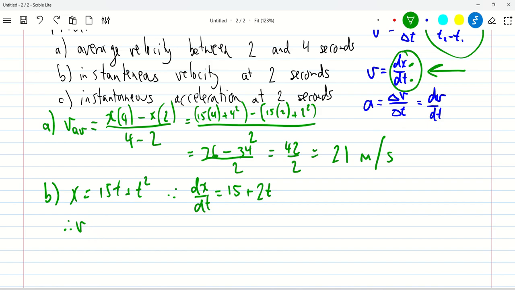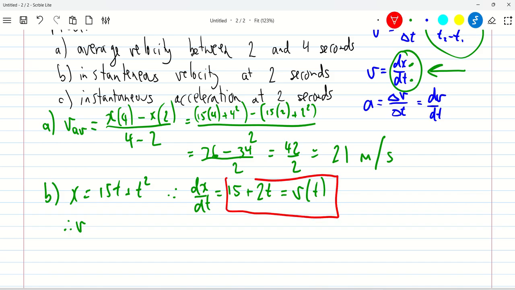I could just write it v. I'm just going to show you here that this, dx/dt, is the velocity function there. I'll just make it clear that dx/dt is my velocity function, because now I'm going to use that as a function. So the velocity at 2 seconds is equal to, and we sub in t is equal to 2, so it'll be 15 plus 2 times 2, which is 15 plus 4, which is 19. And again, 19 meters per second.